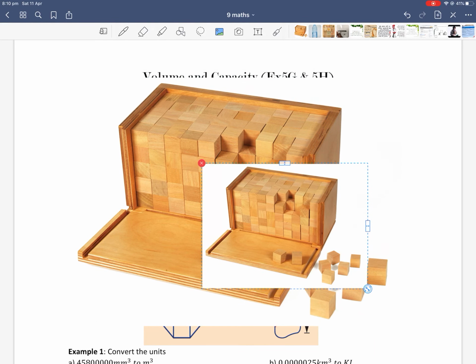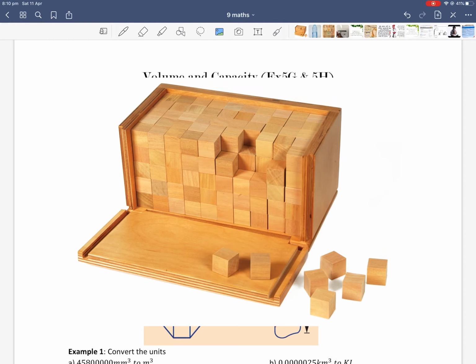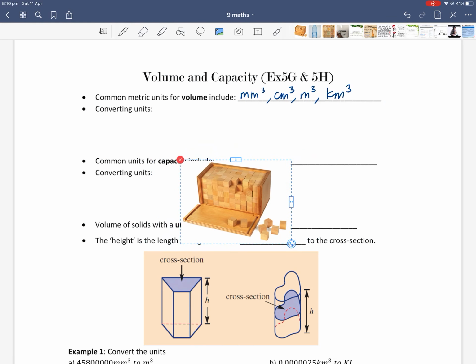How do I get rid of that? Get rid of that. Let's shrink that down.